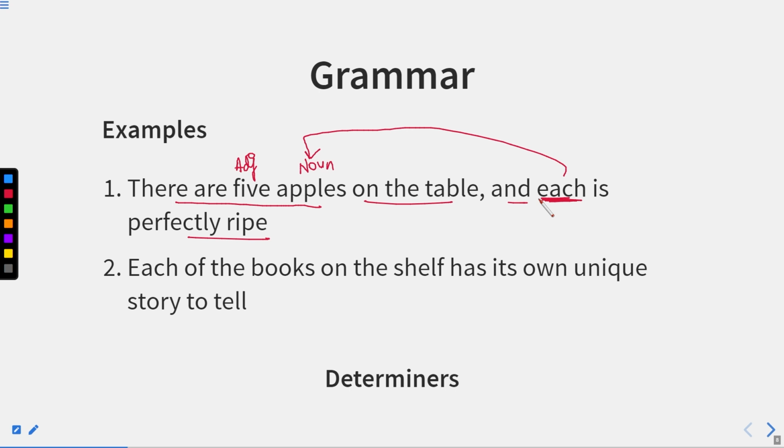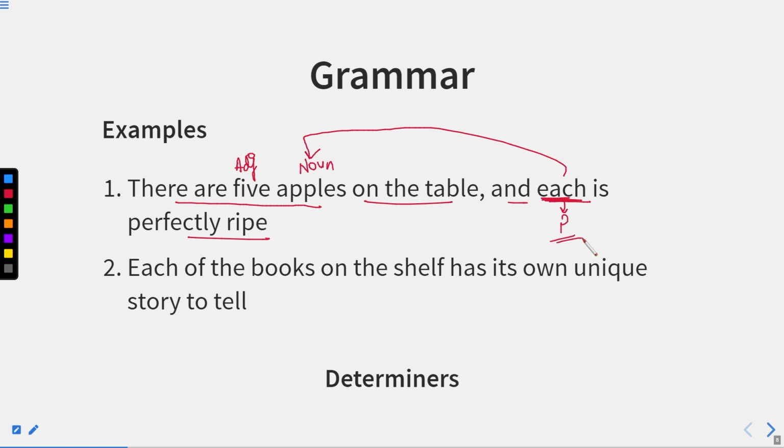First apple, second apple, third apple, fourth apple, fifth apple. So we are talking about all the apples individually. The first apple is ripe, the second apple is ripe, the third apple is perfectly ripe, the fourth apple is perfectly ripe, and the fifth apple is also perfectly ripe. Because each has replaced these apples, because we are not using apples again, each is a pronoun, because it is replacing a noun.